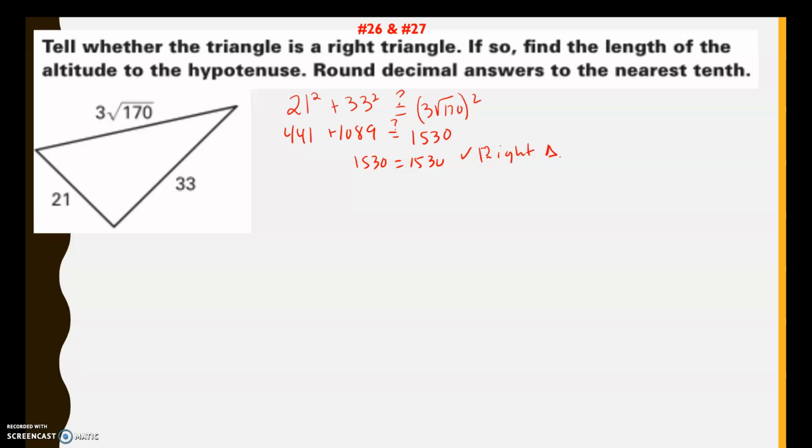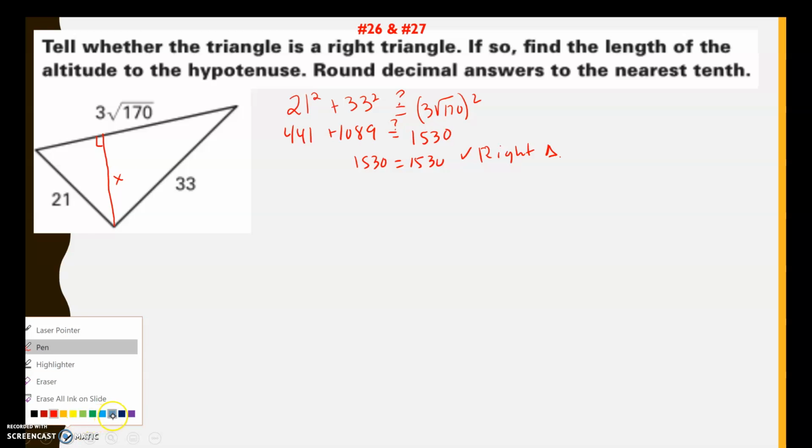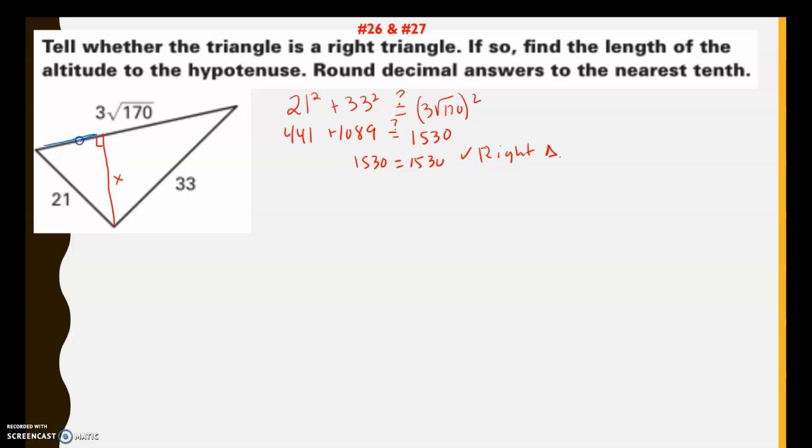All right, so now that I know that, it's asking me to find the length of the altitude to the hypotenuse. So it's asking for this guy right here. Before I can do that, I have to figure out part of my hypotenuse. So I'm going to look at this guy right here and call him y. Now I'm going to use geometric mean of my leg, this 21 here. So 21 is going to go into my mean spot since the leg is the geometric mean to the part of the hypotenuse it touches, which is going to be my y, and then my whole hypotenuse, which I know is 3 rad 170.